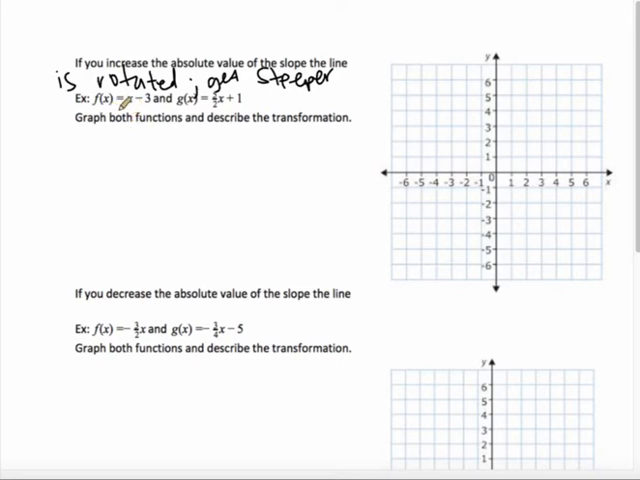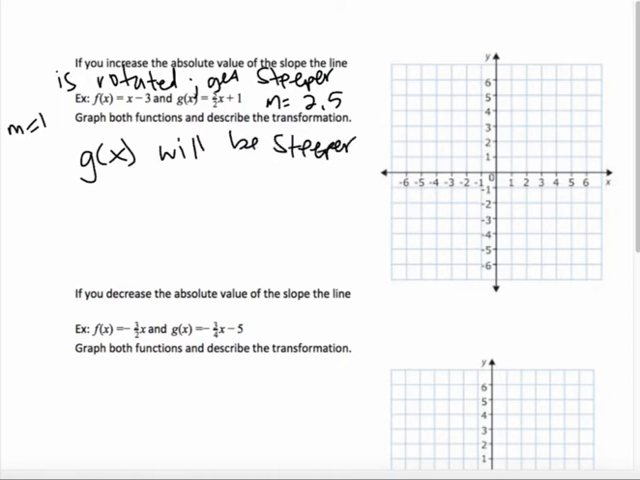All right, so let's look at f of x equals x minus 3 and g of x equals 5/2x plus 1. So this one has a slope of 1 and this one has a slope of 5/2. What's 5/2? Well, it's 2.5. Okay, so I have m equals 1 and I have m equals 2.5. So g of x is going to be steeper than f of x.